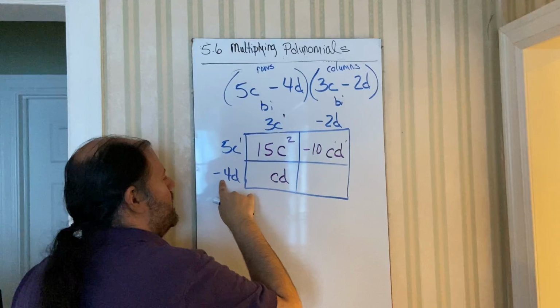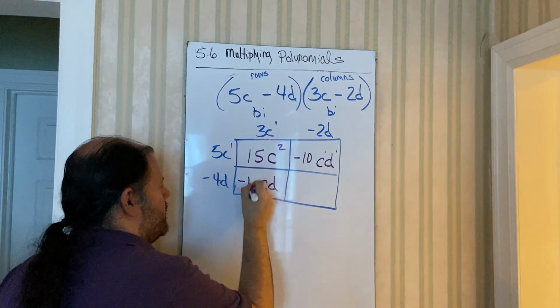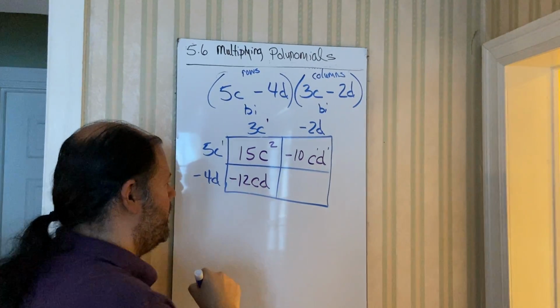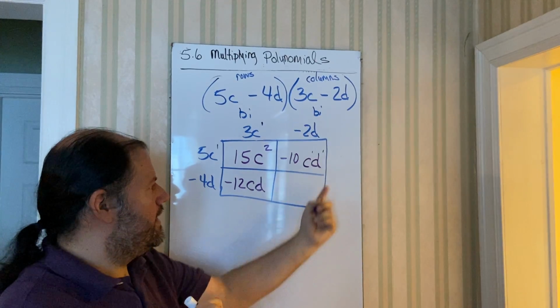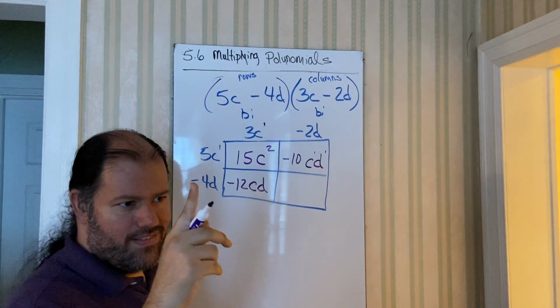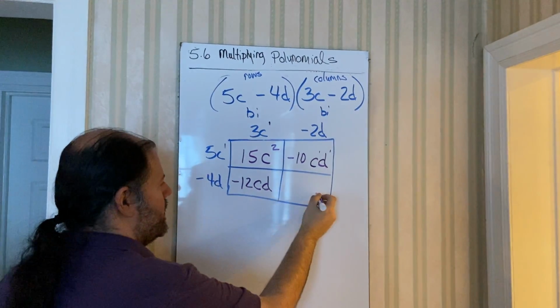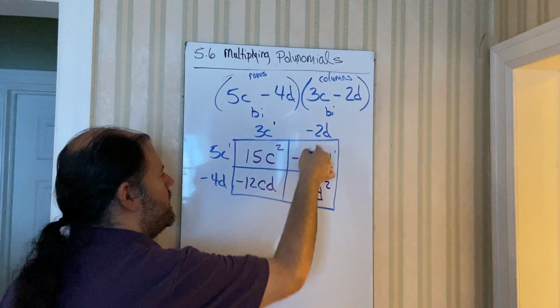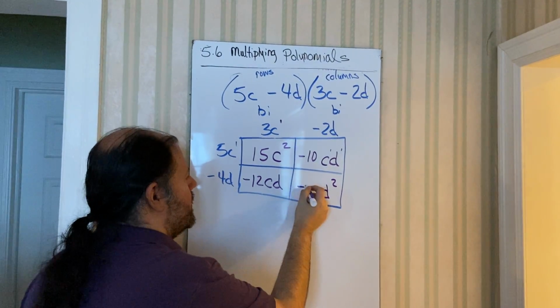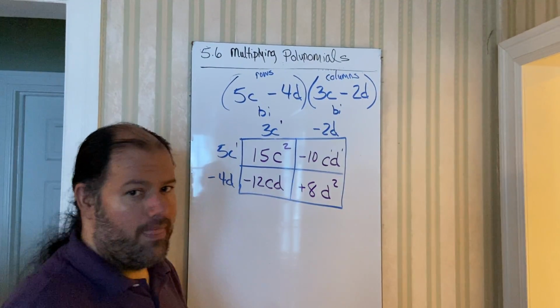And then 3 times negative 4, the 2 coefficients multiply, get negative 12. And then here, D and D, they're like 1D on top, 1D to the left. That means I have 2 of them. And then negative 2, negative 4, you're going to get a positive 8.